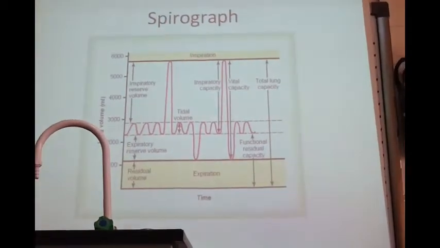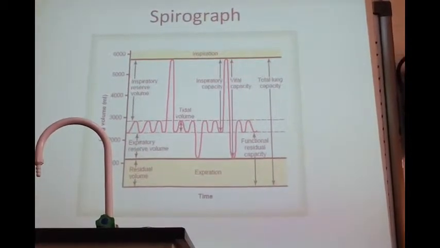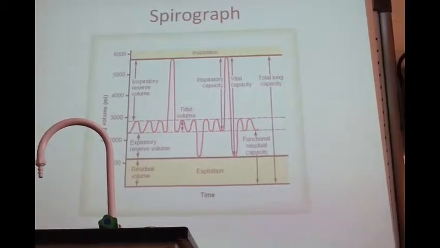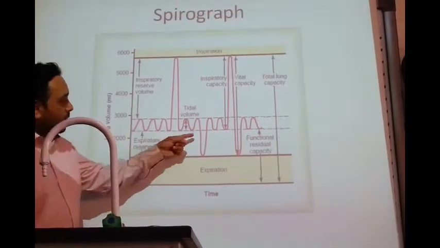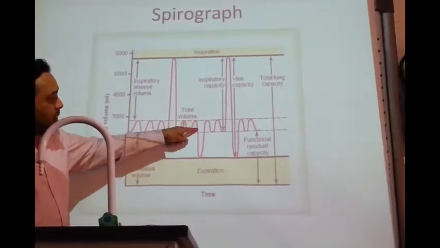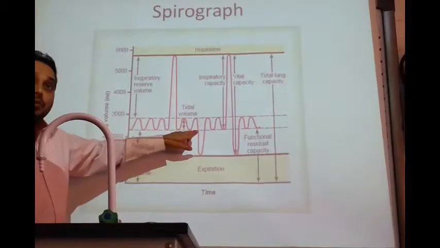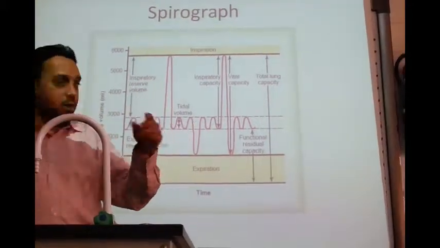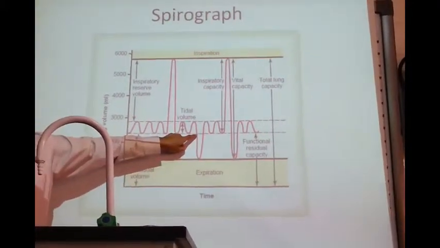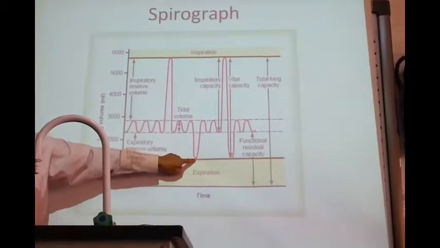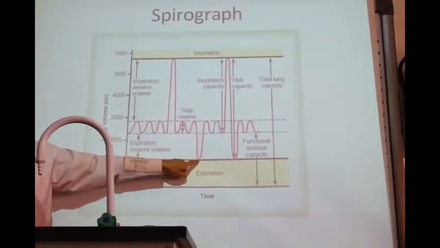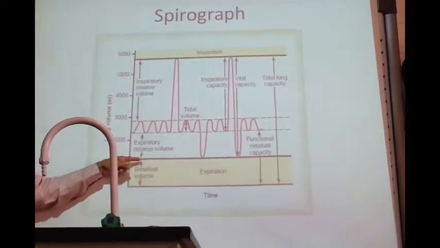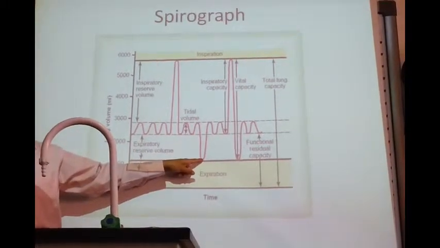We were talking about functional residual capacity. What was the definition? Expiratory reserve volume plus residual volume. What is the expiratory reserve volume? This is the normal tidal volume. Reserve means more that you can give out after normal. Up to here is normal; from here to here is with effort, with force. So this is the expiratory reserve volume.